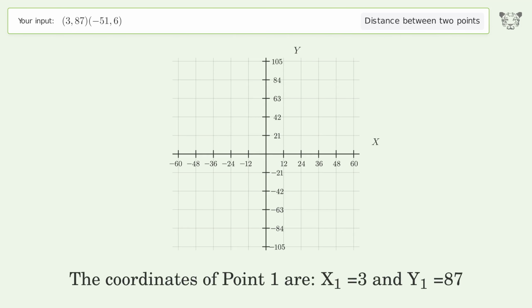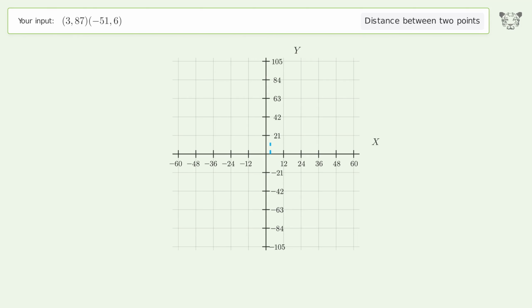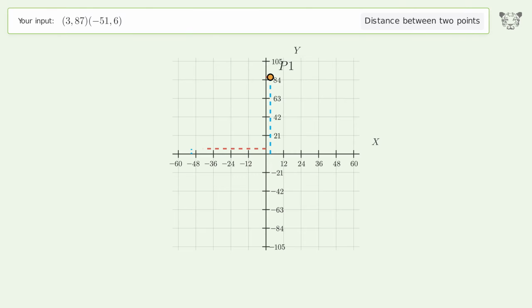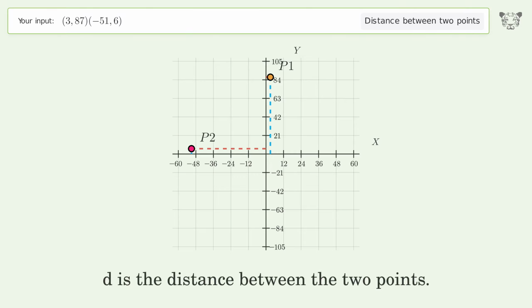The coordinates of point 1 are x1 equals 3 and y1 equals 87. The coordinates of point 2 are x2 equals negative 51 and y2 equals 6. D is the distance between the 2 points.